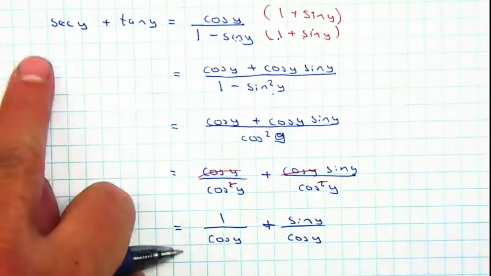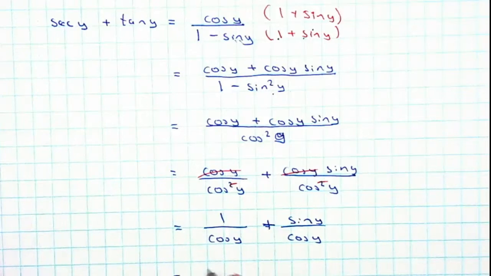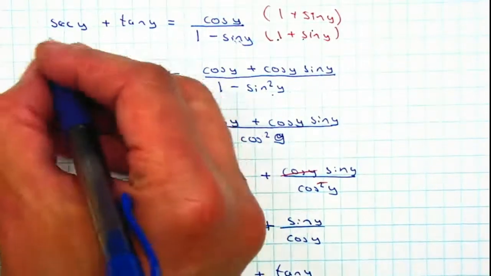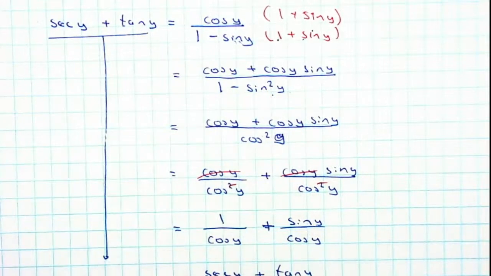And that will take us to secant of y, that's the reciprocal, and the quotient identity tells me that sine y over cosine y is the same as tangent y. So we've proven our identity, and that is secant of y plus tangent of y.